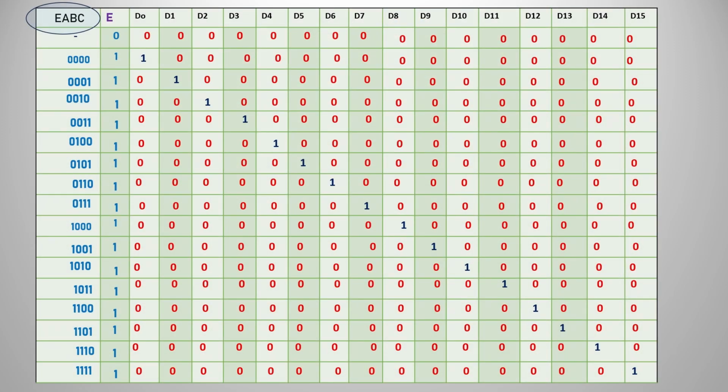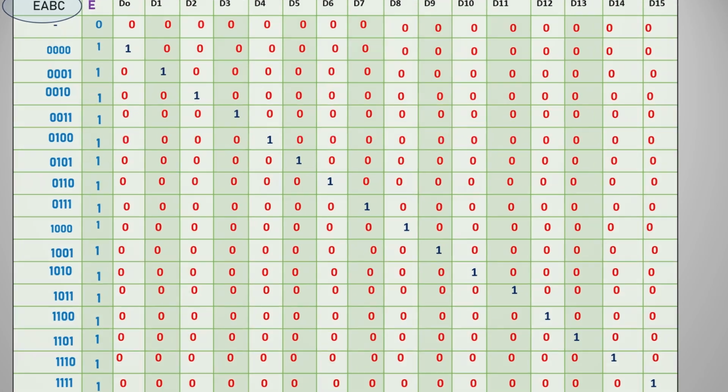Again, this is the truth table for the 4 cross 16 decoder. You can observe that I have represented it as EABC. This means, for the first 8 terms, total we have 16 terms, for the first 8 terms we are going to have E as 0. For the next 8 terms we are going to have E as 1. So that is why I am representing it as EABC like that. Remaining all things will be unchanged.